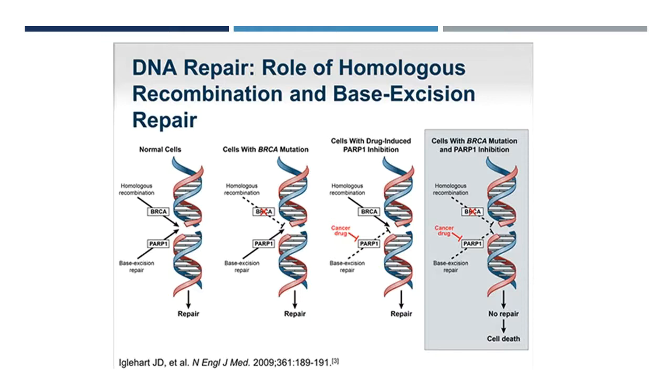When we give a patient a PARP inhibitor, the idea is that the drug will interfere with DNA repair. However, if someone doesn't have a BRCA mutation, the BRCA repair mechanism is still working. In this case, both repair mechanisms are inhibited, leading to cell death of the cancerous cells.